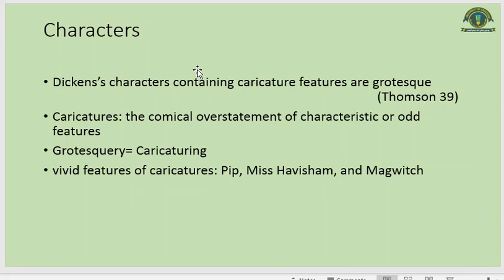But in Charles Dickens's characters, they are both grotesque caricatures. They are comical as well as tragic or fearful.